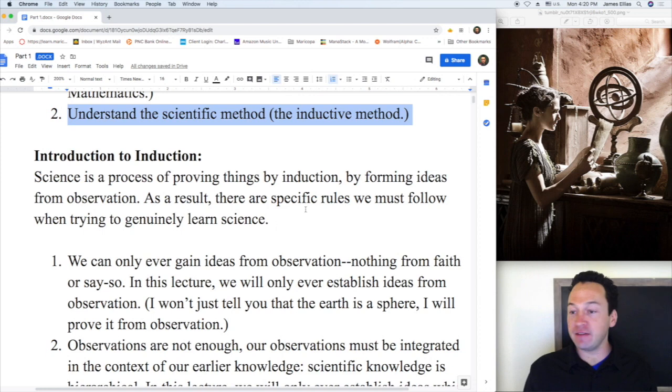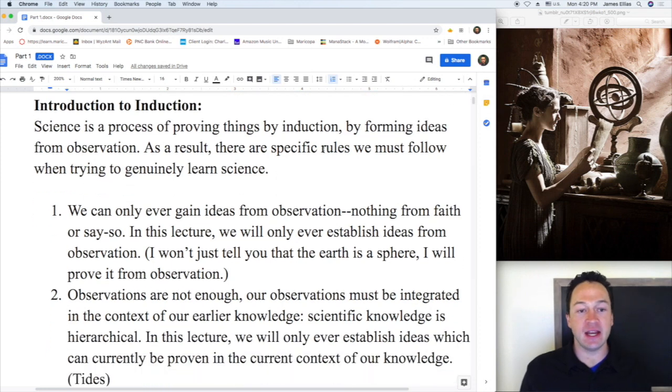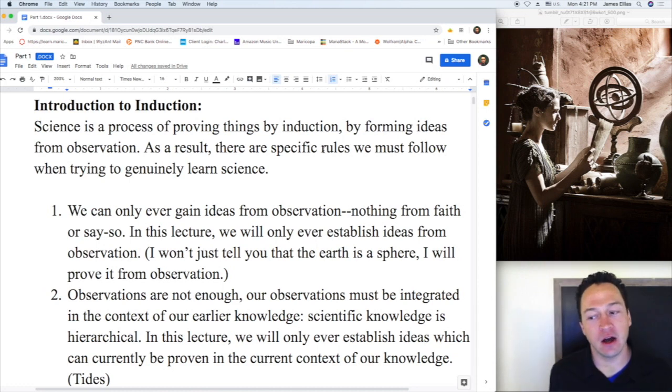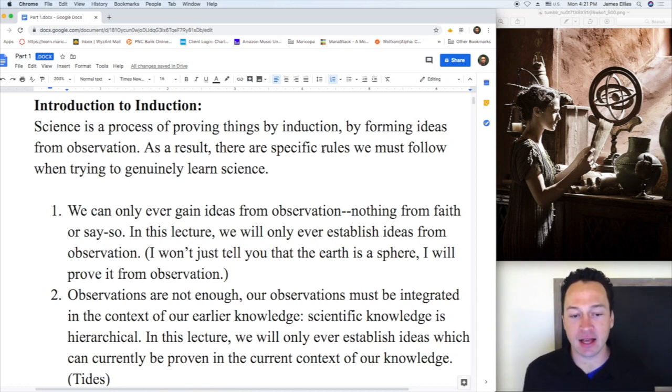Now, before we dive into the physics itself, let me give you an introduction to my view of scientific induction. Science is a process of proving things by induction, by forming ideas from observation. As a result, there are specific rules we must follow when trying to genuinely learn science, when trying to actually understand the steps and observations which allow us to know that the conclusions are true. Number one, the first principle of induction that we'll be learning in this class. We'll be learning it by demonstrating it over and over again.